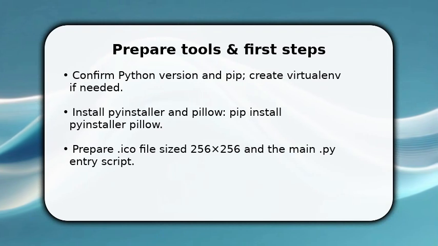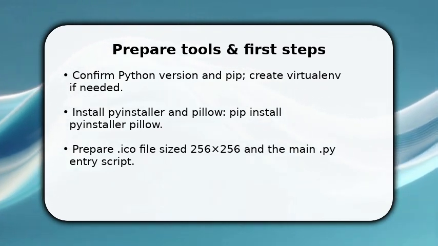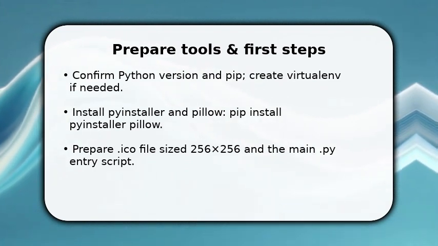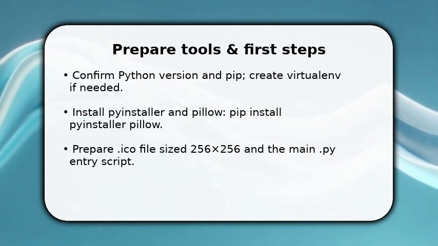You start by verifying Python and installing the build tools. This gives you control. Once done, create or activate a virtualenv so dependencies stay local. Then install PyInstaller and Pillow with pip. These let you bundle code and embed icons.